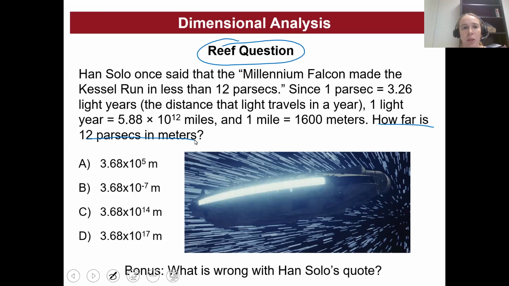All right, so Han Solo once said that the Millennium Falcon made the Kessel Run in less than 12 parsecs. Since 1 parsec equals 3.26 light years, which is the distance that light travels in a year. So it's a distance, it's not a time, even though it says light years. 1 light year equals 5.88 times 10 to the 12th miles, and 1 mile equals 1,600 meters.